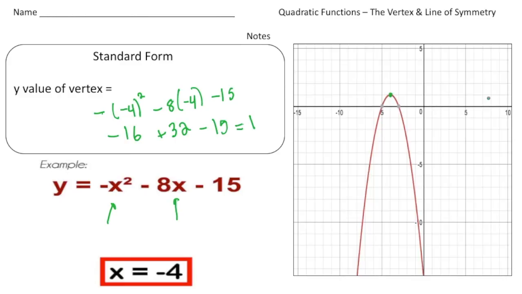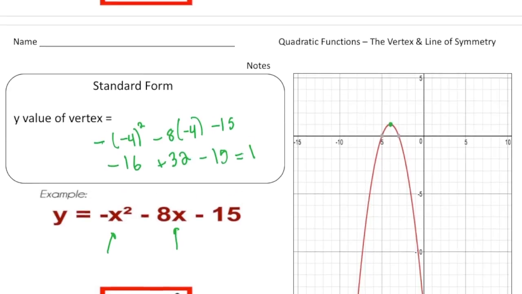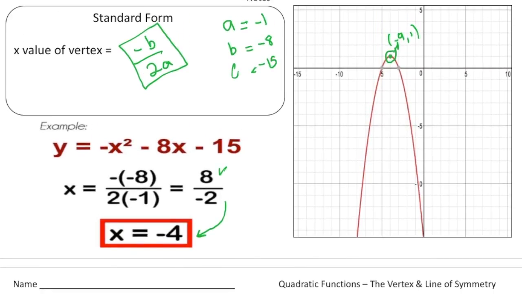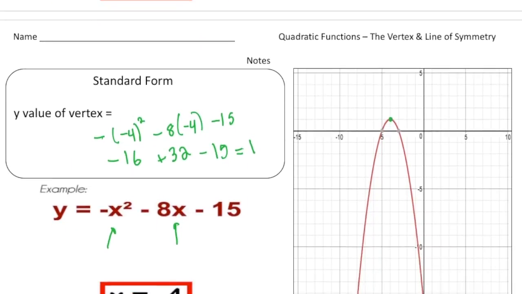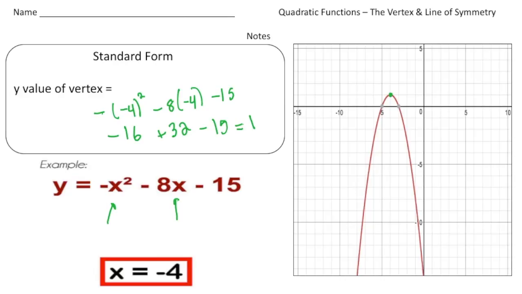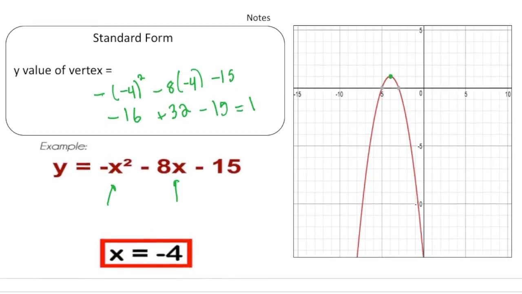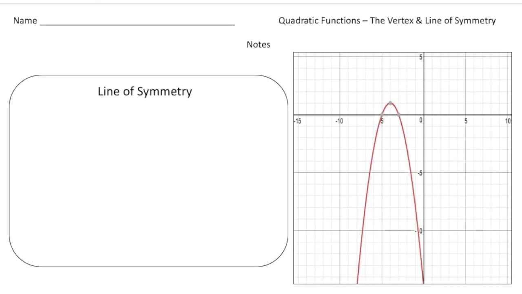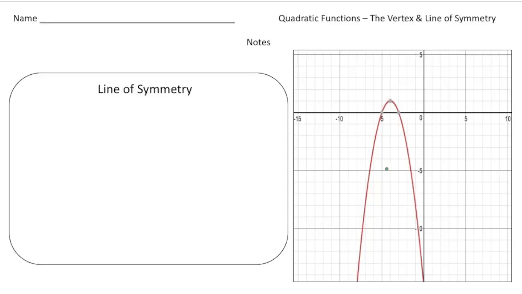So again, if we backtrack, we need to use that equation, -b over 2a, to get the x value of the vertex. And then once you know that, you take that and you plug it into the original function to get the y value of the vertex. Alright, so now let's talk about the line of symmetry if you turn the page. And this line is going to help you quite a bit when it comes to graphing.